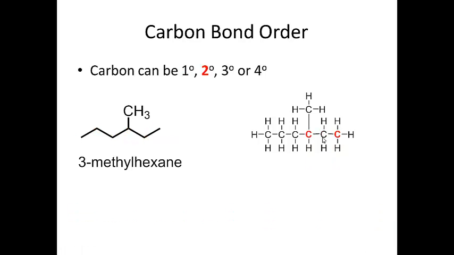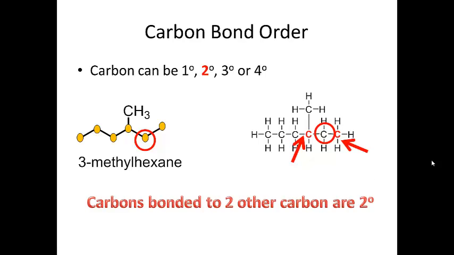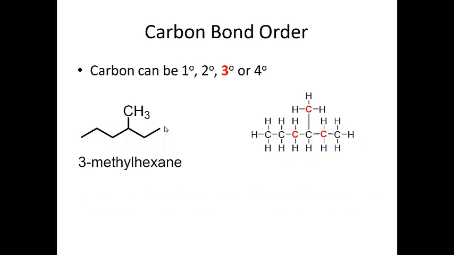Now, in order for a carbon to be secondary, let's look at it again. So here's my carbon chain. The secondary carbon is here, and a secondary carbon is a carbon that's bonded to two other carbons. So this carbon here is bonded to this red carbon on the left, and then this red carbon on the right. And you can see in the skeletal form, this is the same carbon. It's bonded here and here. So it's bonded to two other carbons, so we call that carbon secondary.